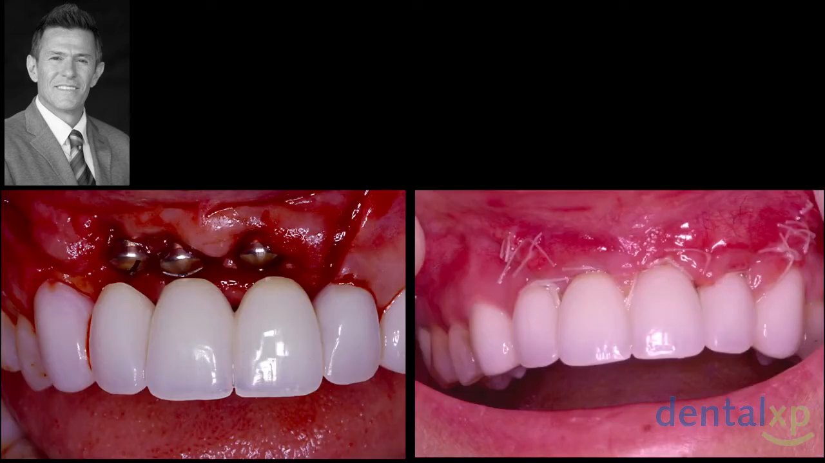We went ahead, released the flap, did a very, very significant dissection to be able to move that tissue down over the healing abutments and completely submerge them.